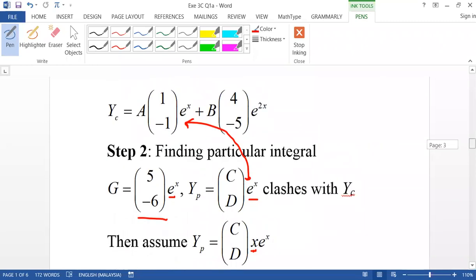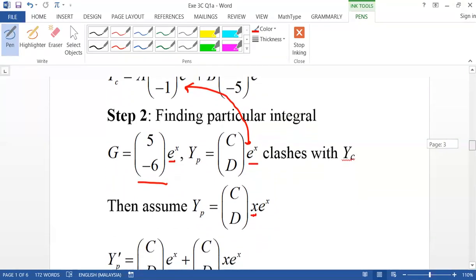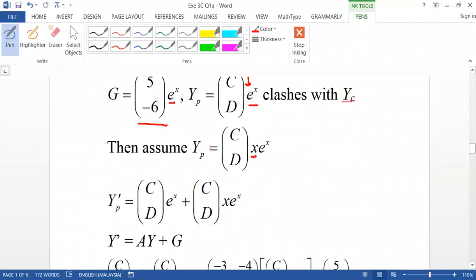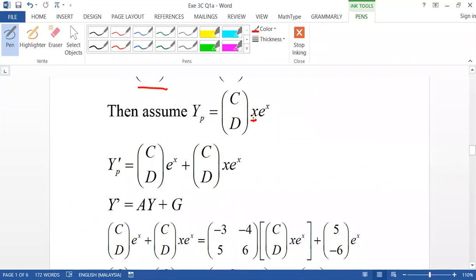Okay, after you choose the Yp, you have to check whether the Yp clashes with Yc. Exponent x here will clash with the first term, also exponent x. So they clash. In the second order non-homogeneous equation, we said that when there is a clash, we multiply by x. So here, you can assume that the correct Yp is CD multiplied by x exponent x. And then you differentiate it.